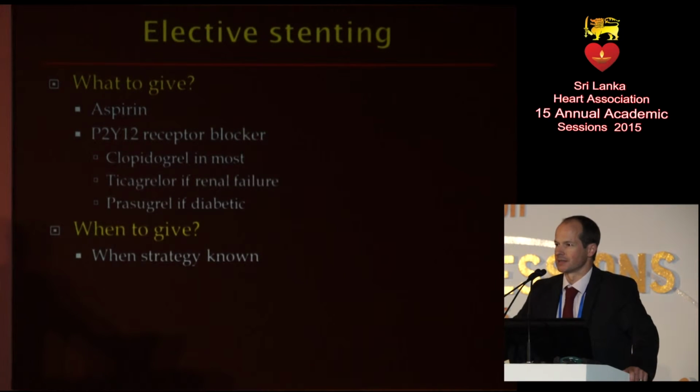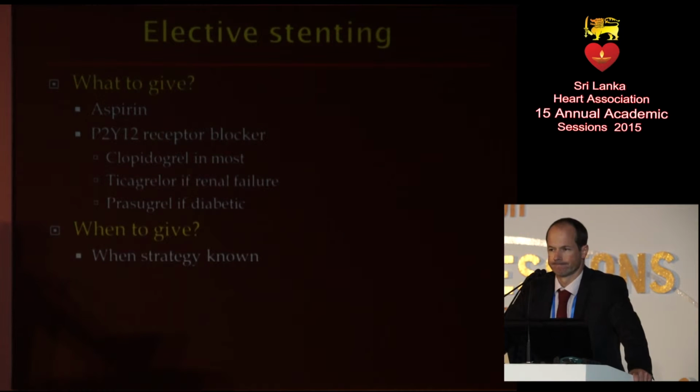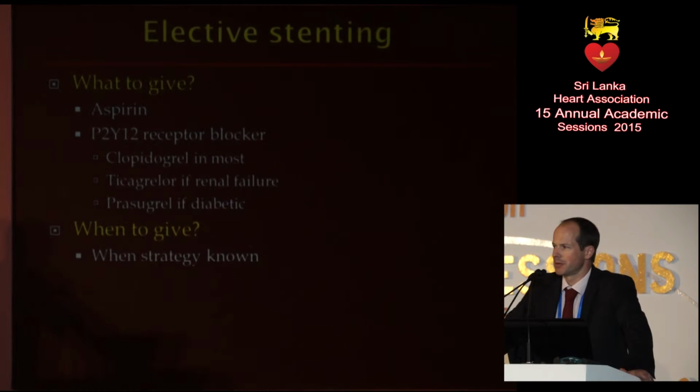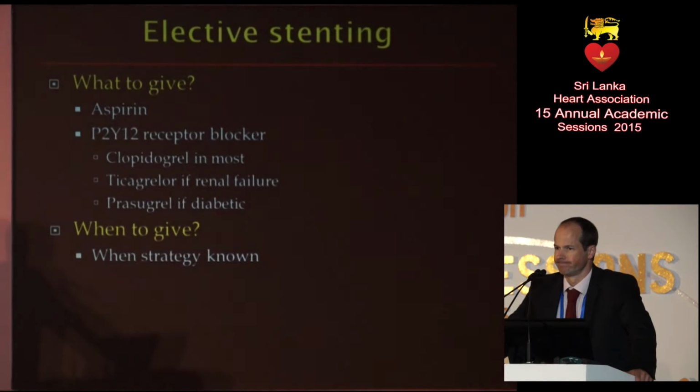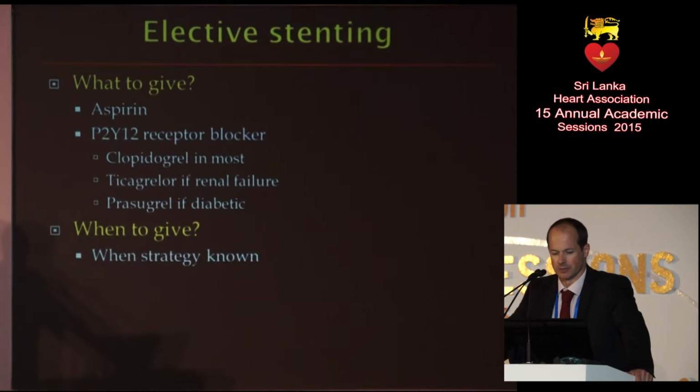What do we do in practice in the UK? Elective stenting is probably not the most controversial area, so I'll get that over and done with first. We give everyone aspirin. If there have been previous reactions to aspirin, we will try and desensitize them to aspirin, which we can successfully do in about 98%. We would give 75 milligrams of aspirin daily. And we will then give a P2Y12 receptor antagonist.